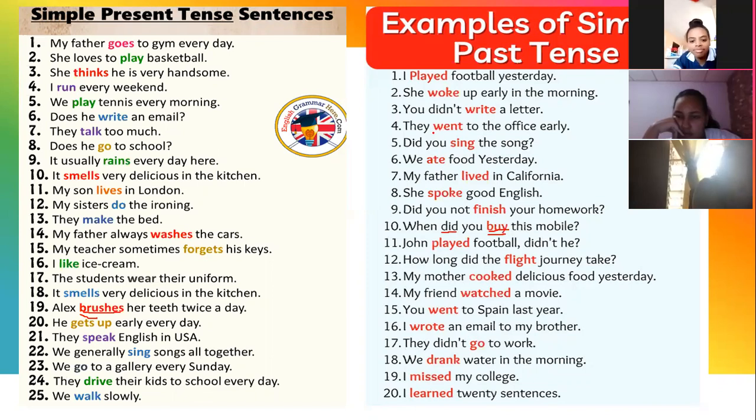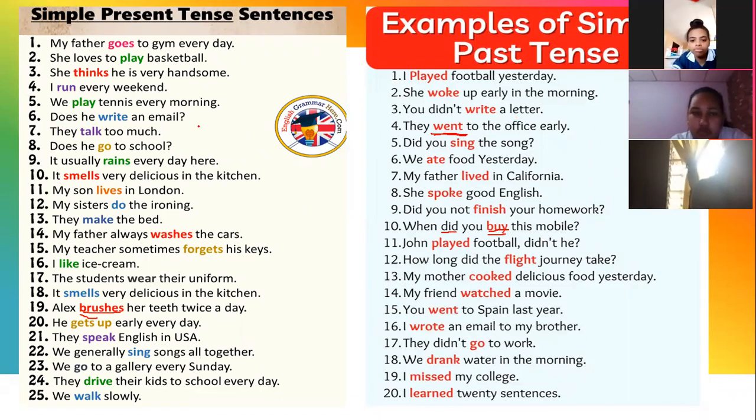Okay, good. In this case, pay attention here. The verb go, past: went. Ellos fueron a la oficina temprano. In this case, it's simple. We only have to translate the verb to its past tense. Okay, very good. And so here, I played football. We don't add anything else.